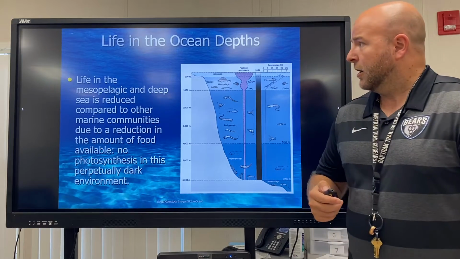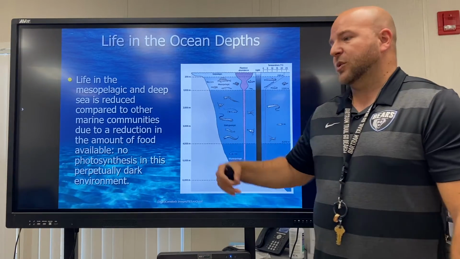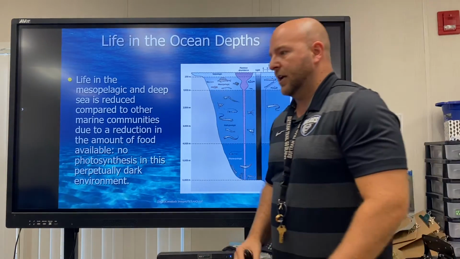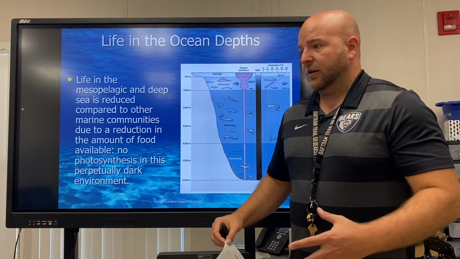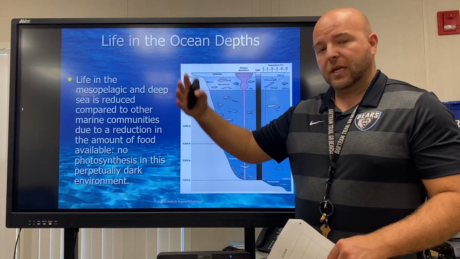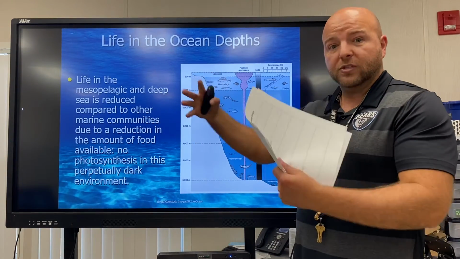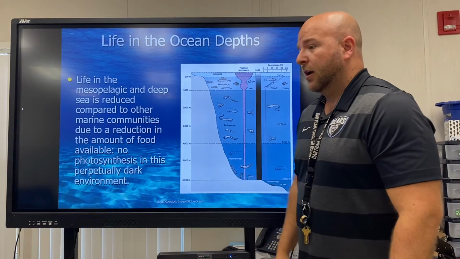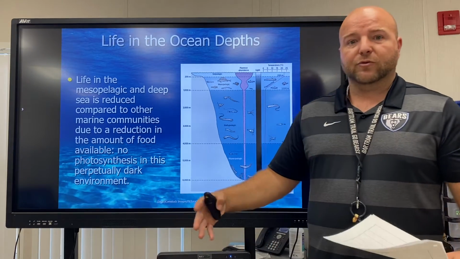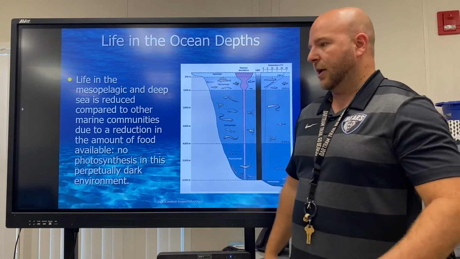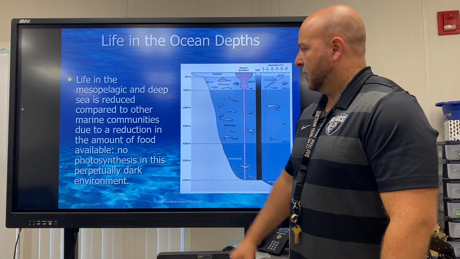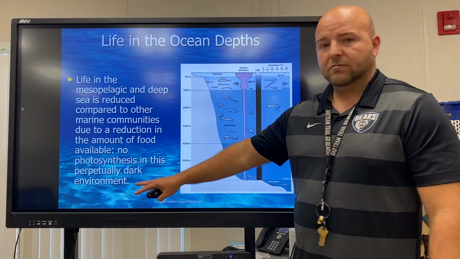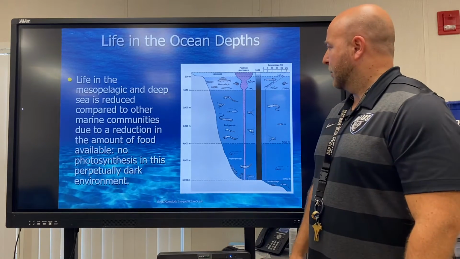All right, moving on. Life in the mesopelagic, we'll start there and work our way down. Life is reduced there compared to the epipelagic. A lot more life towards the top of the ocean, probably for obvious reasons. That light allows for more primary production, which is going to allow for more life. No photosynthesis is going to mean not much life happening there.